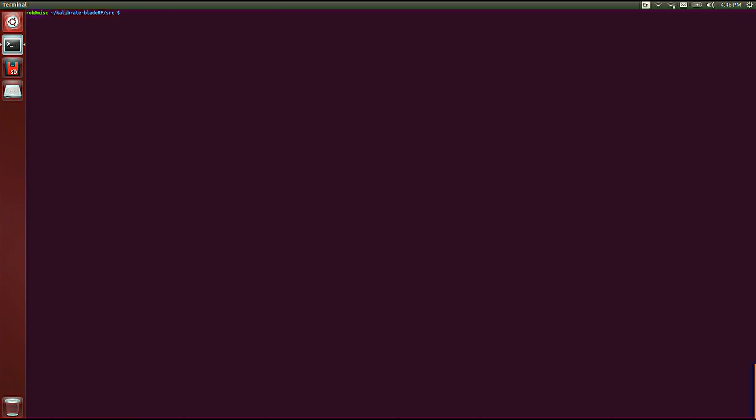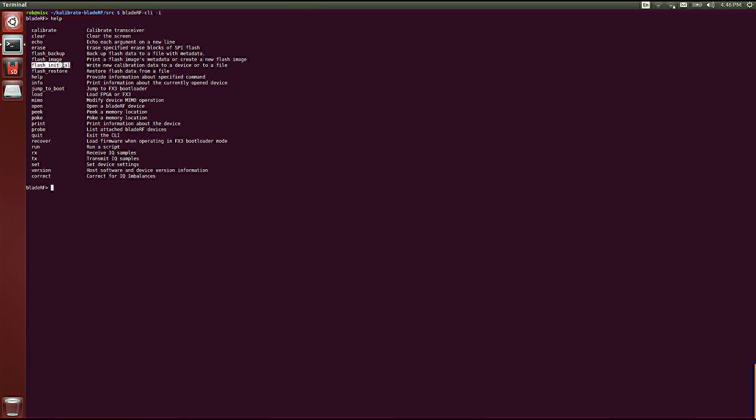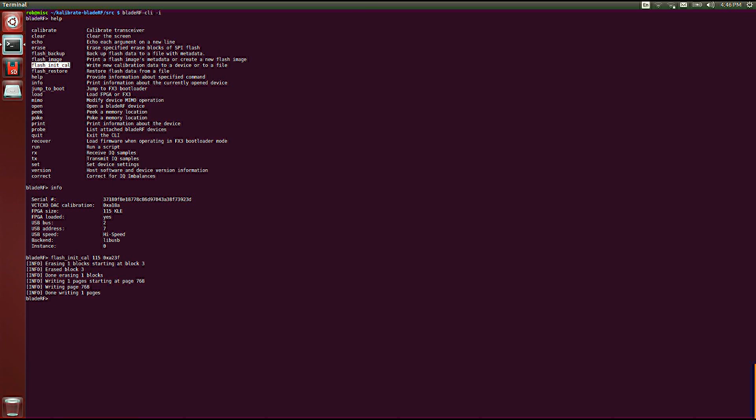The calibration value can be written out to the bladeRF's flash by either running the calibrate command with the W option specified as such, or it can be written to the bladeRF's flash manually by running the following commands. flash net cal takes two parameters. The first parameter is the size of the FPGA, and the second parameter is the DAC calibration value. In this case, I believe it was 0xA23F. And now it's written.